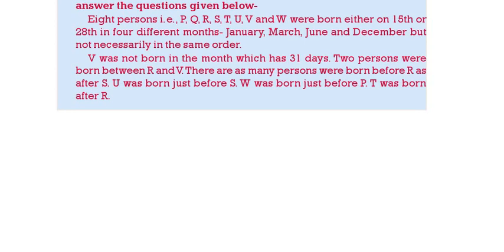8 persons are there. P, Q, R, S, T, U, V, W were born on 15th and 28th of January, March, June, December. V was not born in a month having 31 days. 2 persons are there between R and V. There are as many persons born before R as after S. U was born just before S. W was born just before P. T was born after R.